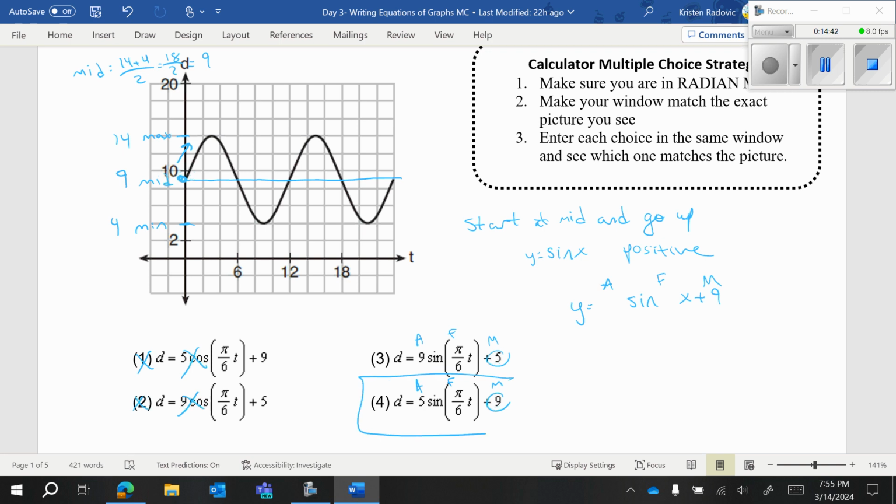Now, very clearly, it has to be choice 4. It's the only one with a midline of 9. However, let's finish it out. Your amplitude from 9 to 14, this distance is 5. So we're going to put our amplitude in front.